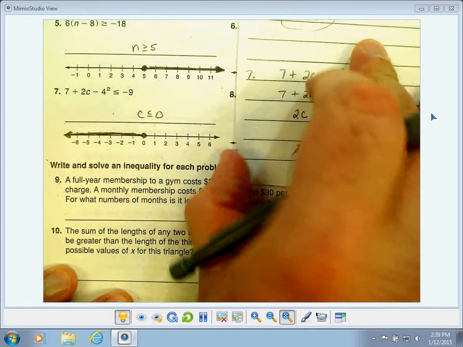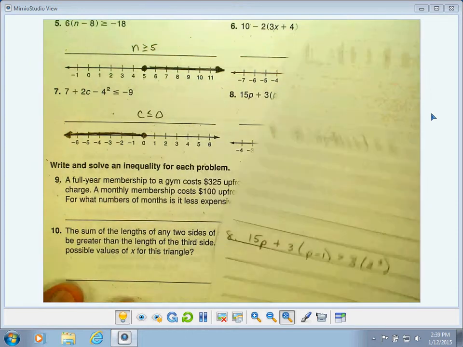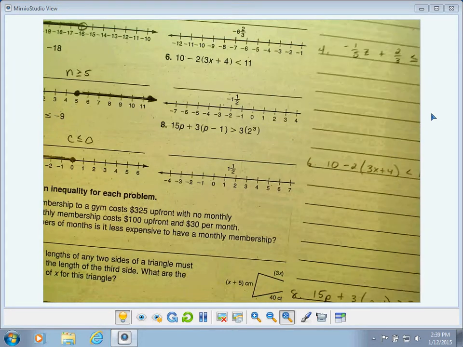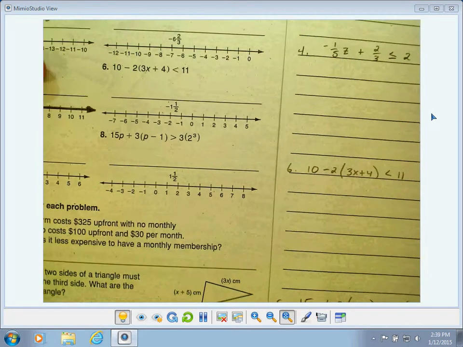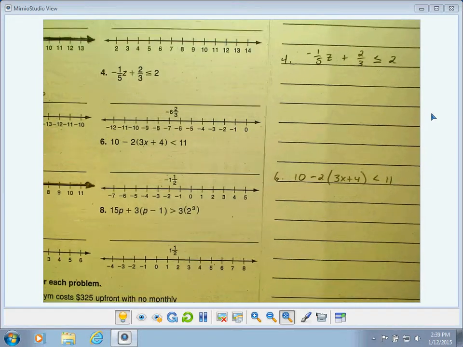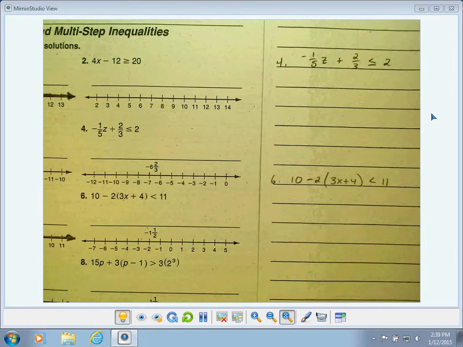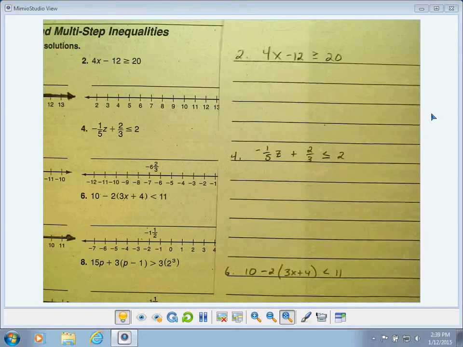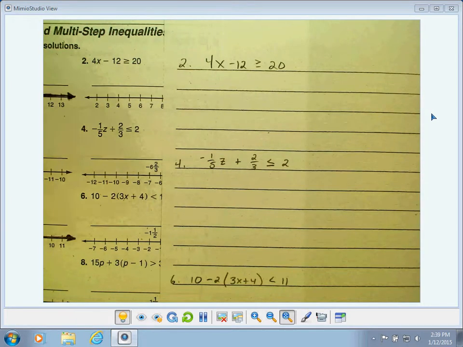Okay, so let's take a look at the other side of the page then. Work on the even numbers this time. Okay, number 2 is kind of back to, much like number 1, a relatively easy one.